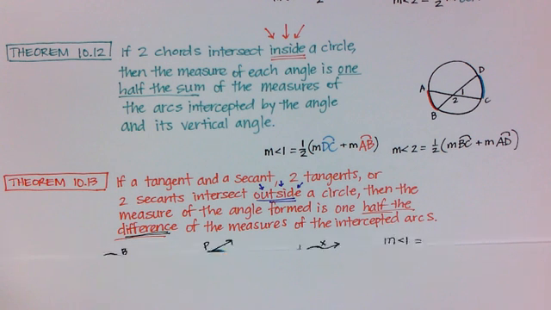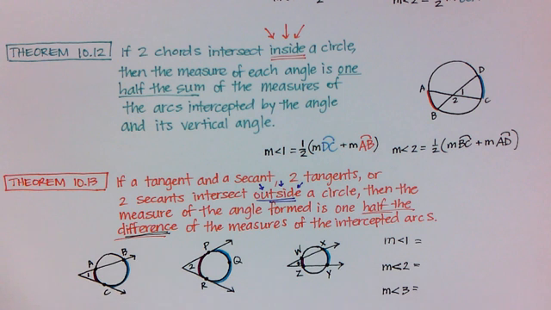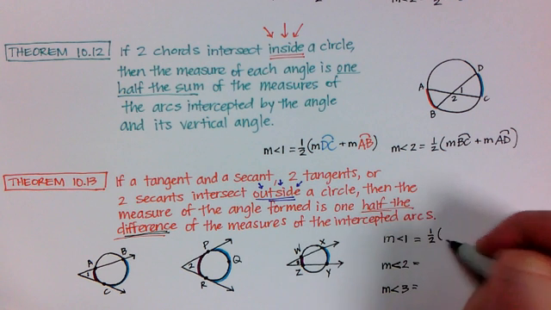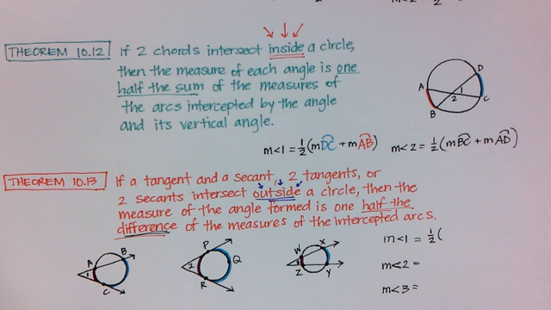So let me show you the three different possibilities that you might have. So the first one is a secant and a tangent. The second one is two tangents. And the third one is two secants going straight through the circle. So looking at our first diagram, the measure of angle 1, okay, is going to be starting with 1/2 the difference of the two intercepted arcs.